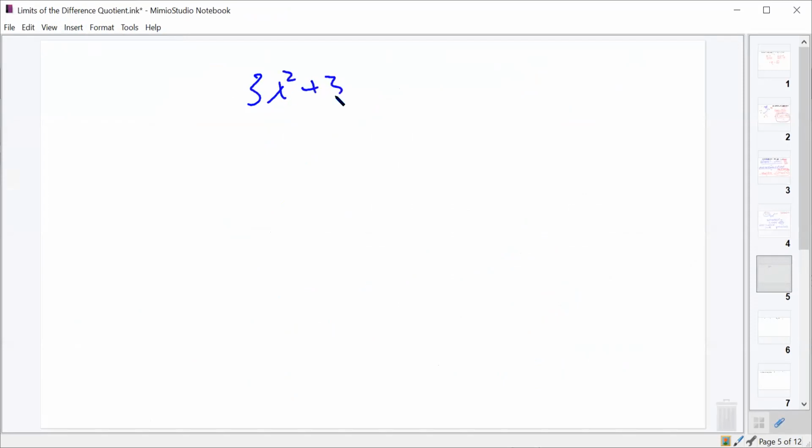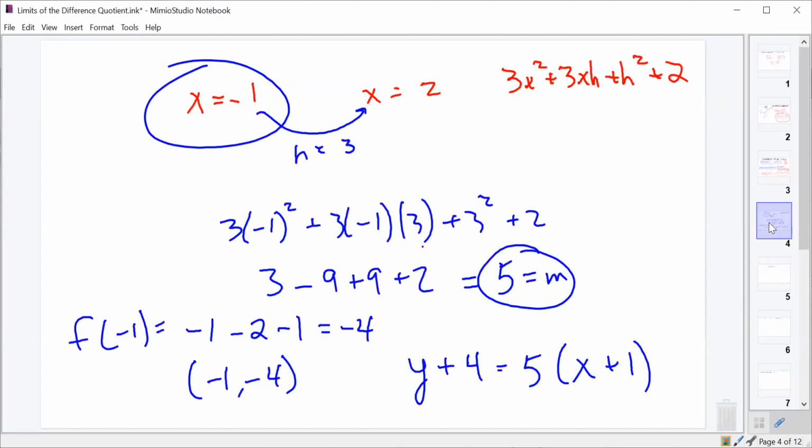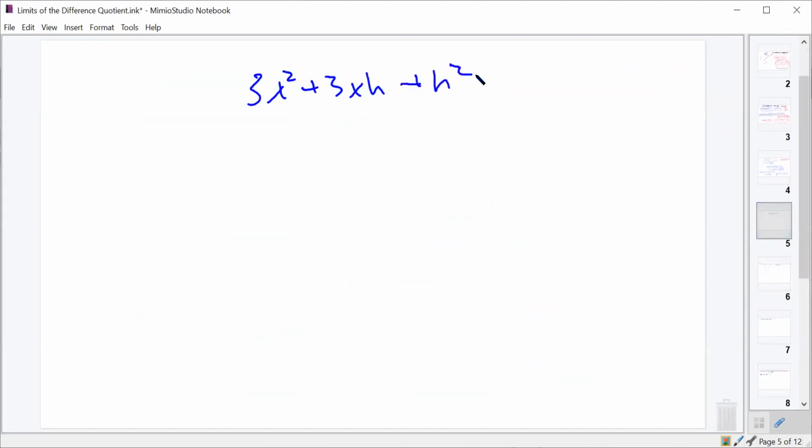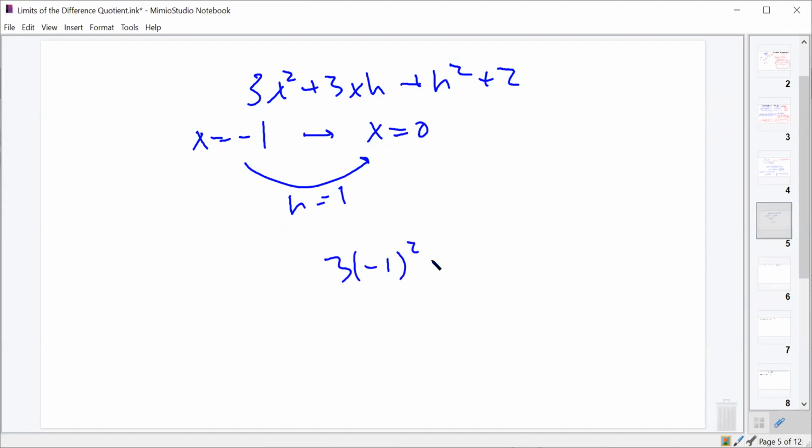3x squared plus, what is it, 3xh plus h squared plus 2? Should be able to use the same formula. Supposing I want to go from x equals -1 to x equals 0, what would my h value be? 1. And so we still use -1, so 3 times -1 squared plus 3 times -1 times 1 plus 1 plus 2. And what would we get for our slope? We have 3 minus 3 plus 3, a slope of 3.